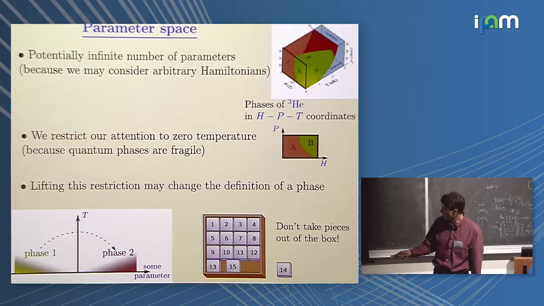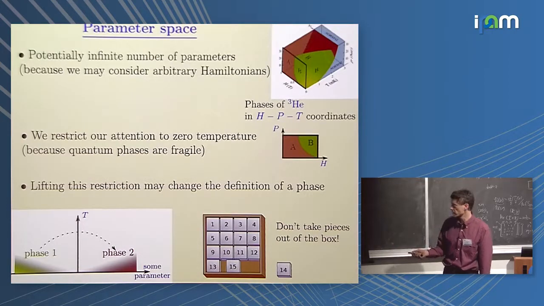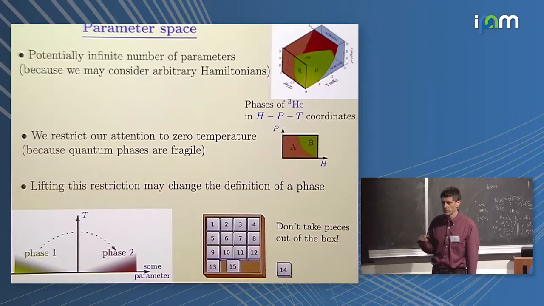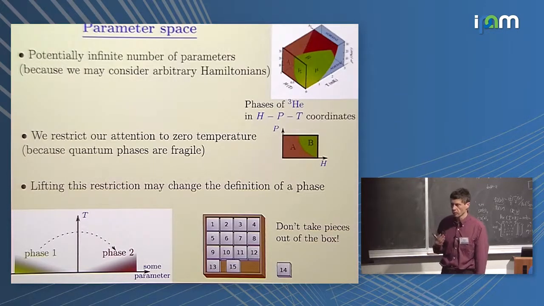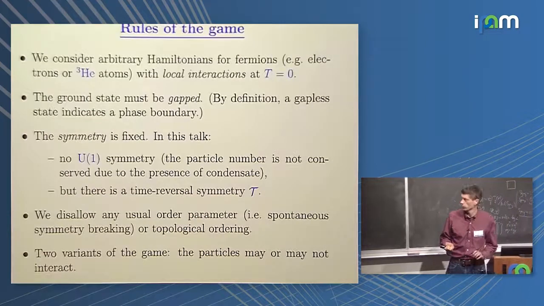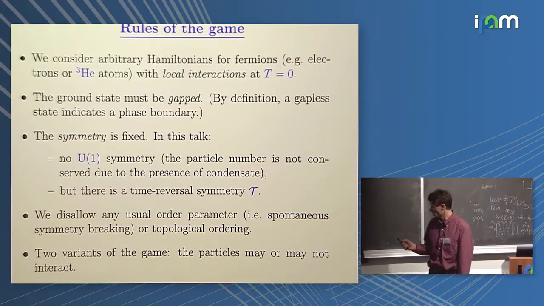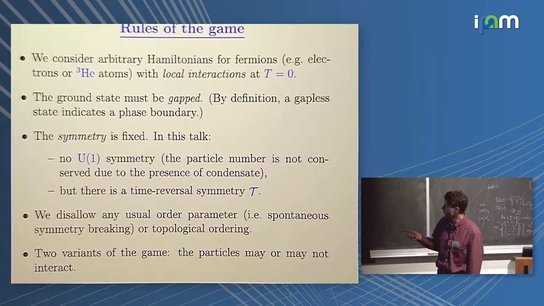Why don't we want high temperature? Because many interesting phases can only be distinguished at zero temperature. If we go up in temperature and then go down in temperature, we could avoid a phase transition that occurs at this point. And two phases that are distinct zero temperature phases in the bigger phase diagram are connected by a path. It's like taking a piece out of the box. And we don't want to do that. Now, these are the rules of the game.